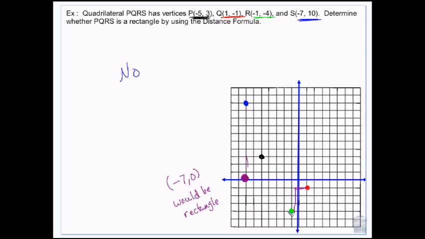Both the time and the day are the same. Cool. Okay.